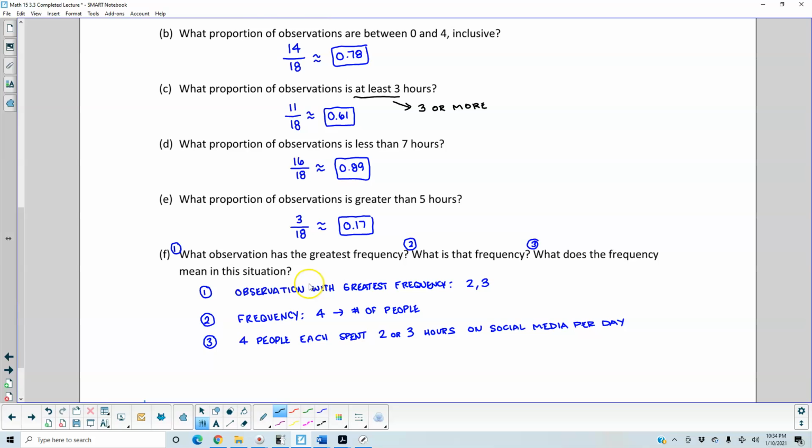Part H, what does the frequency mean in this situation? That means that 4 people each spent 2 or 3 hours on social media per day.